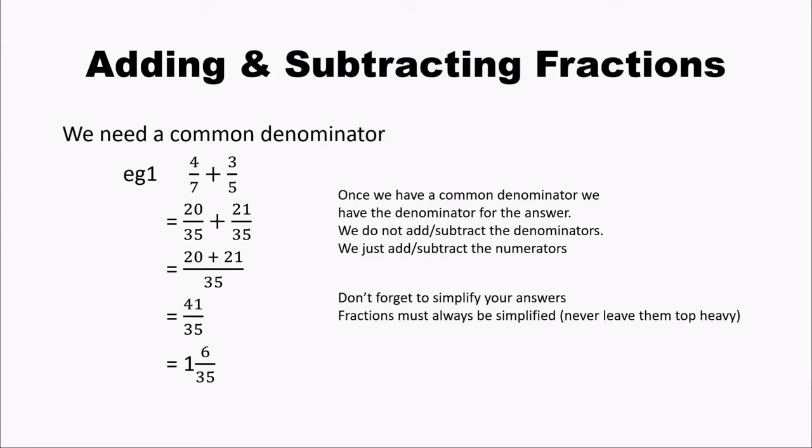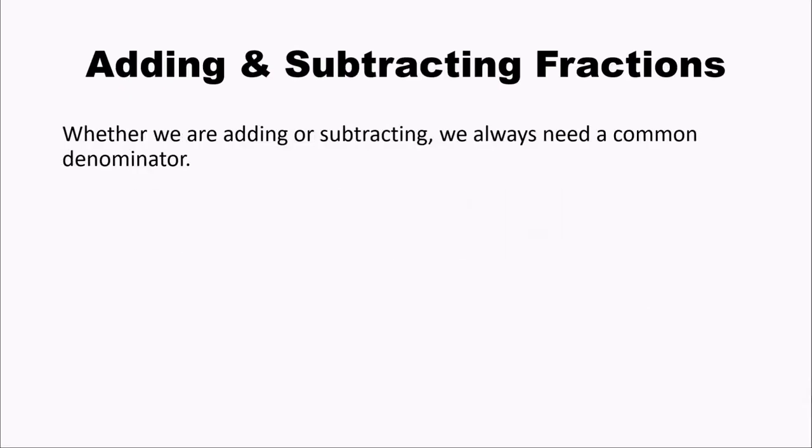You may just want to check now that the fractional part of this mixed number cannot be simplified. 6 can divide by 1, 2, 3, and 6. And 35 cannot divide by any of those values except for 1, which would make no difference. So our fractional part of this mixed number is already simplified. We're done. Let's try another example.